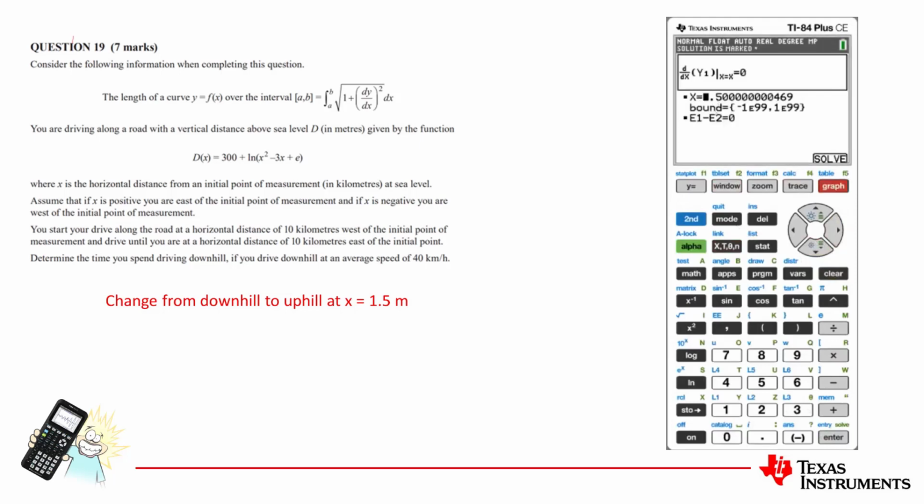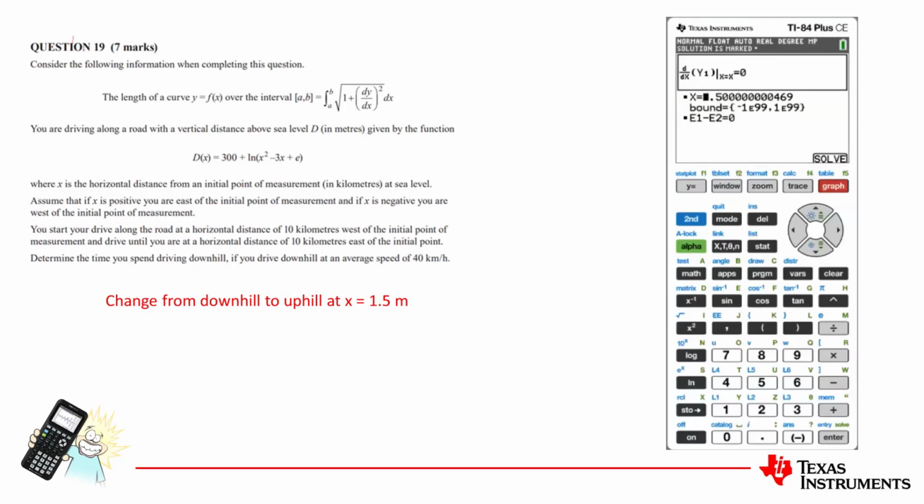Now that x already came up as 1.5 because we'd already solved for x as 1.5 back when I found the minimum just from doing it graphically. So that's why that already appeared, but that won't always be the case. Make sure you always press alpha and solve or enter to find that variable. Okay, so that means that at x equals 1.5 or 1.5 kilometers east of the origin is where we change from going downhill to going uphill.